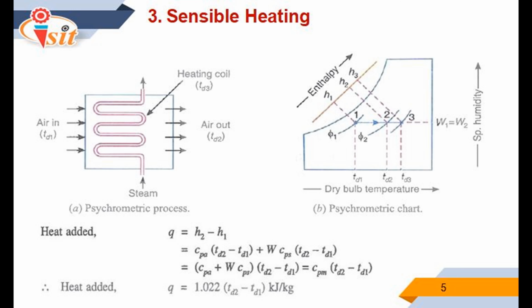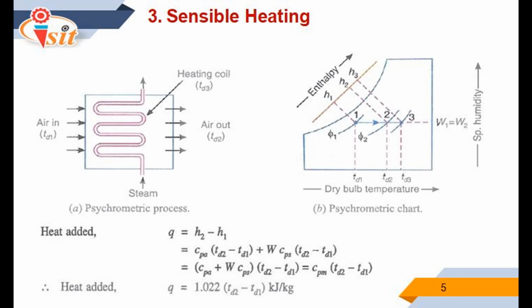The dry bulb temperature increases from TD1 to TD2 and relative humidity reduces from phi1 to phi2 as shown in figure. The amount of heat added during sensible heating may be calculated by using this relation. Heat added Q is equal to H2 minus H1, means CPA into bracket TD2 minus TD1 plus W into CPS into TD2 minus TD1, where CPA means specific heat for air, CPS means specific heat for steam, TD2 means dry bulb temperature at point number 2 and TD1 means dry bulb temperature at point number 1.